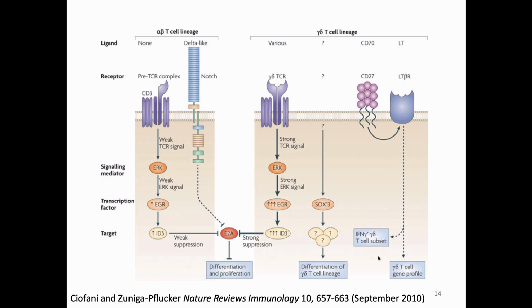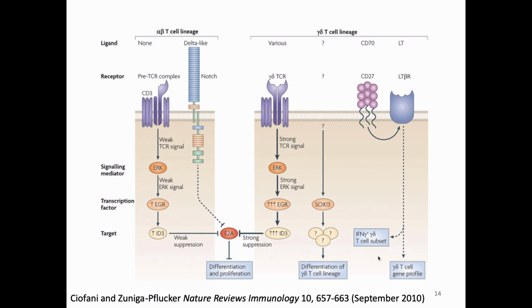And that signal strength tells the cell to do a different program. So if the cell gets a strong signal, it says, aha, I'm going to do the gamma delta program. And if it gets a weak signal, it's going to say, aha, I'm going to do the alpha beta program. And so part of the reason that you need both of them is you need to be able to get that strong signal to differentiate to the gamma delta program. Okay? Does that make sense? All right.